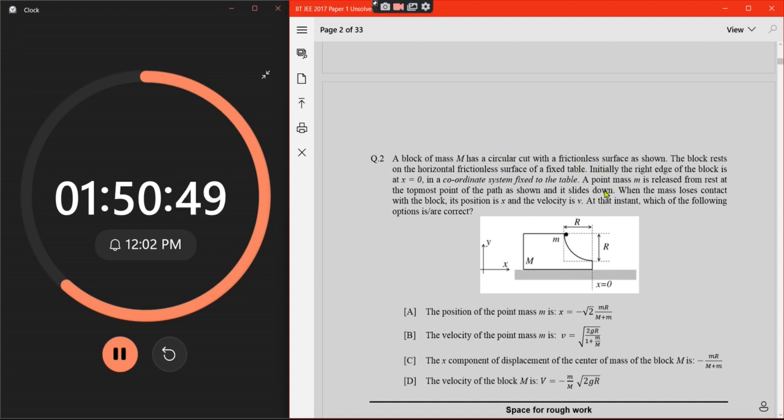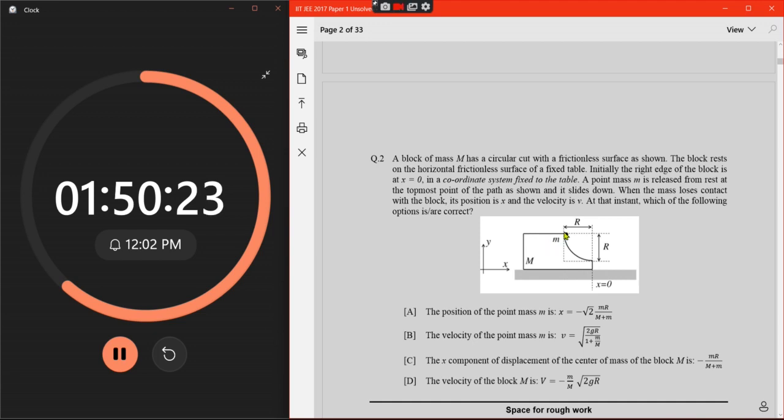Cut with frictionless surfaces. Okay, got it. Right. When the mass loses contact with the block, its position is x and the velocity is v. At that instance, the following options are correct. So just अभी तुमने initially rest पर है, at rest. Okay, और ये भी अभी rest पर होगा. Okay, cool. Slides down.